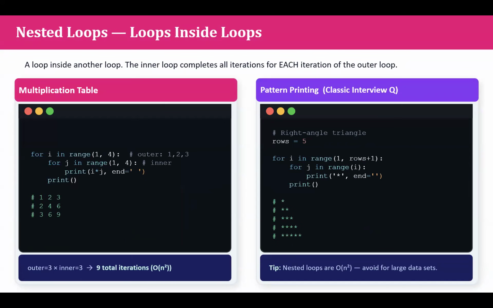Now let's go to our main part, which is the important one, the nested loop, which is a loop inside a loop. Simple. So a nested loop could be one loop under another loop, or even three loops, but it is always suggested that you don't go beyond two nested for loops.